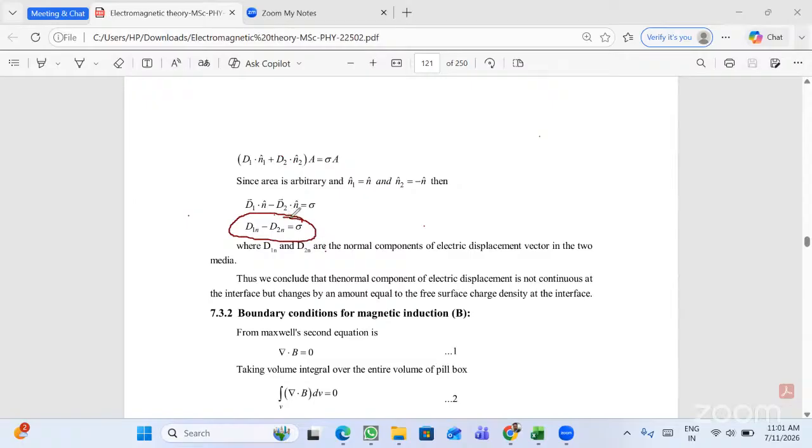With this, we can say that D1n, or the electric displacement vector, is not continuous. If it were continuous, D1n should equal D2n. But D1n is not equal to D2n; D1n minus D2n equals some sigma value. So it is not continuous. That is what has been written here.